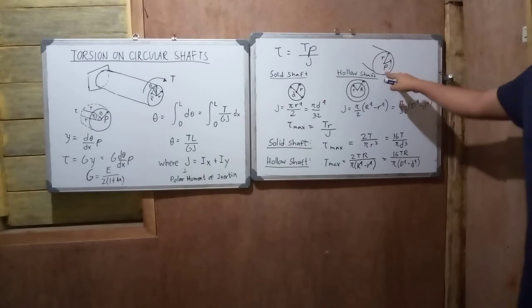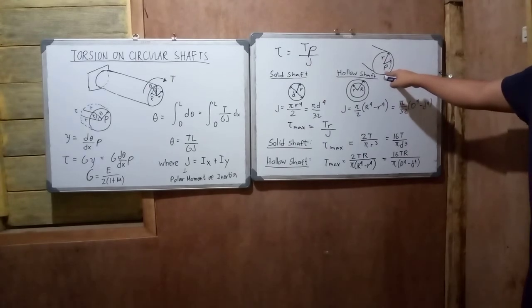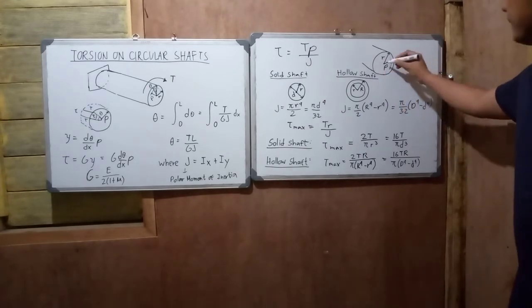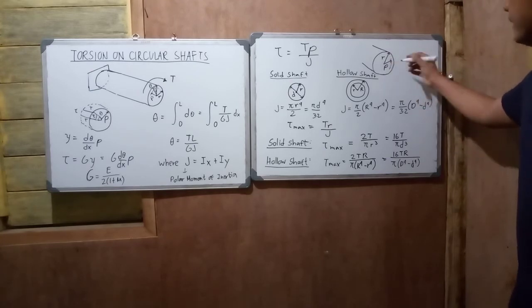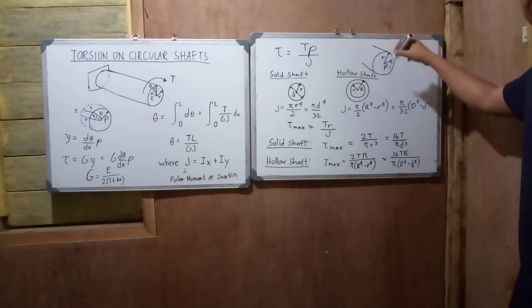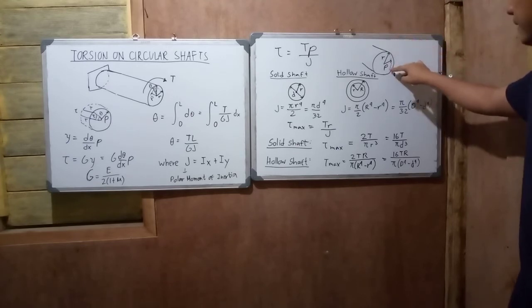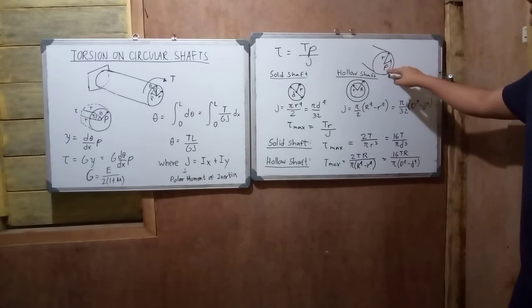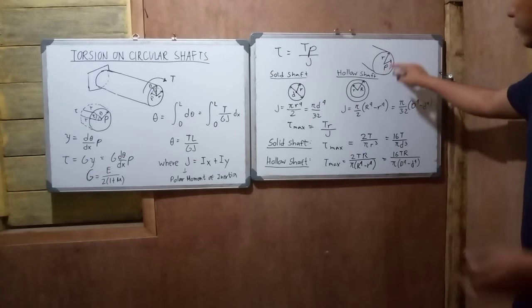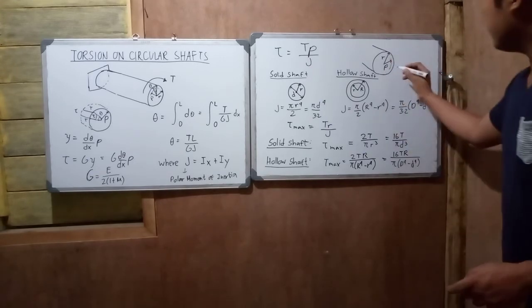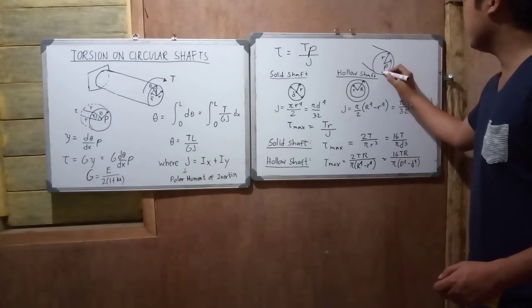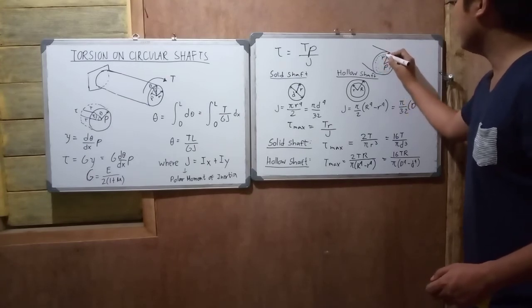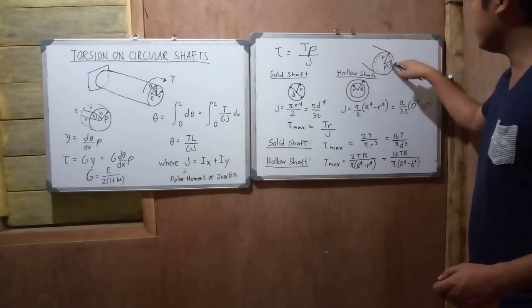Where rho, again, as I explained, is any distance from the centroid, from the center of your circular shaft to any portion within the cross-sectional area of the circular shaft. So this rho might be less than or equal to the radius. Okay? To get this, rho is like an imaginary circle within this larger circle. Okay, so rho goes only up to here.